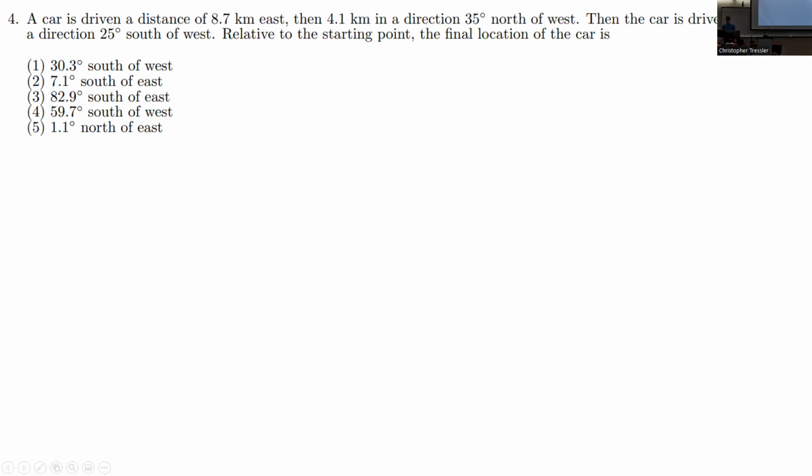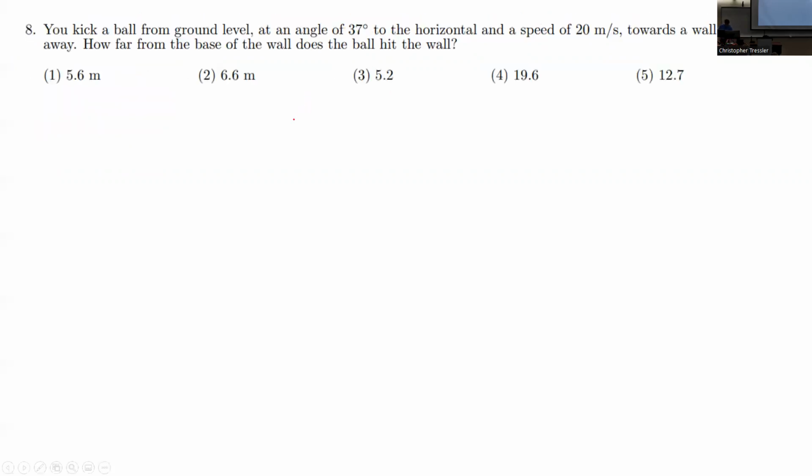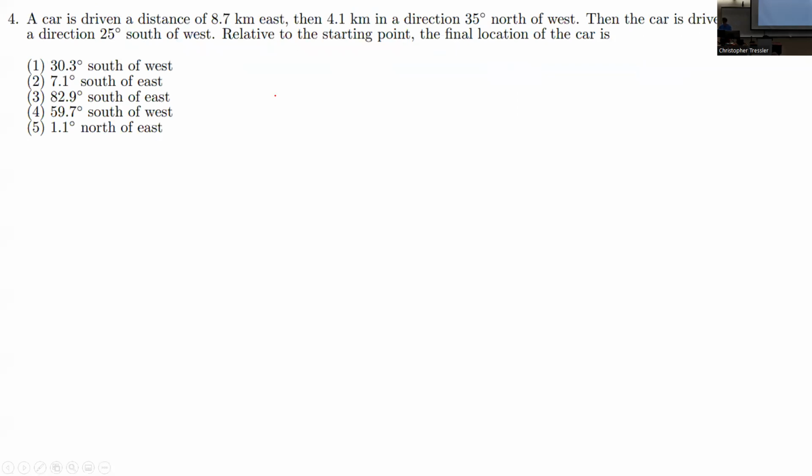What you've got to do here is set up a table. And hope that my pen works. There we go. So we're going to set up a table. We're going to say this is our total X and this is our total Y. The first part that we drive is 8.7 kilometers east. Everything's in kilometers, so realistically the units don't matter, so I'm not going to write the units just for the sake of the room, but technically there are kilometers in the units. Anyways, we're going to have 8.7 here, east.